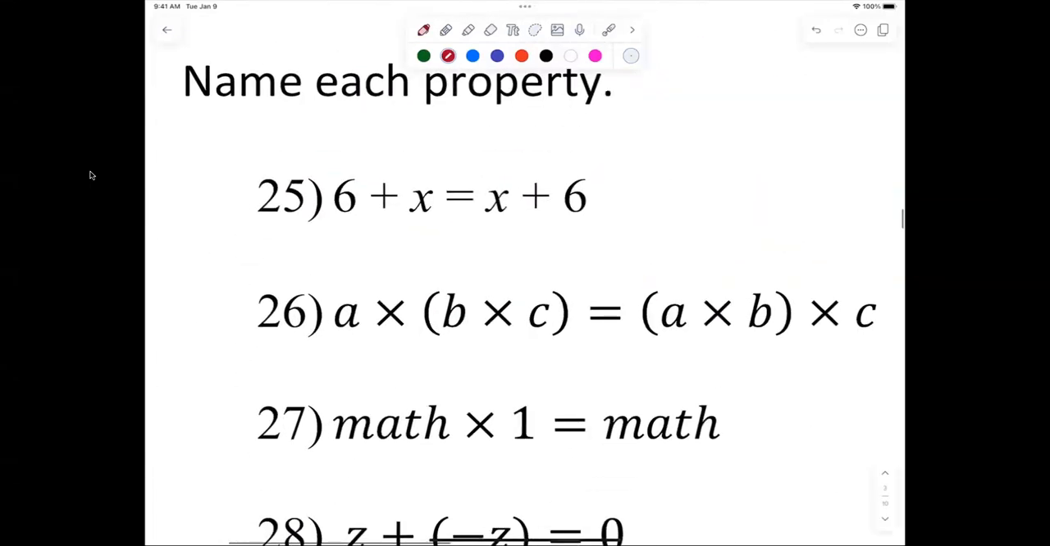All right, let's knock out 25, guys. Someone help me. What's the property for 25? Caroline? Yes. Commutative property of addition.